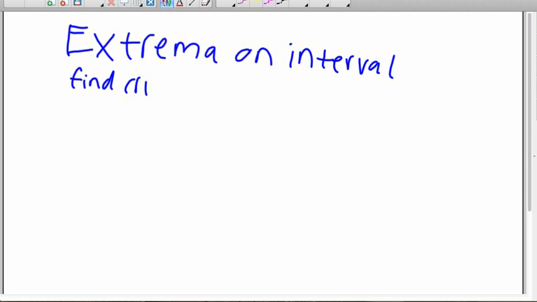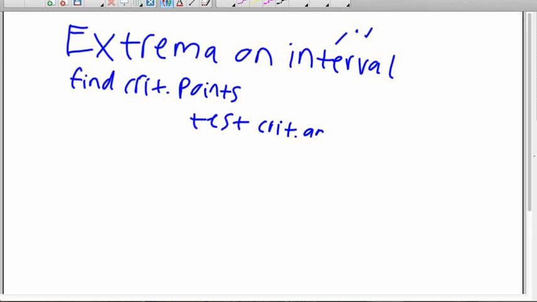Maybe I should repeat what he said. You would find critical points and test on each side, right? And test the critical points and the endpoints. Find critical points, then test the critical points and the endpoints.